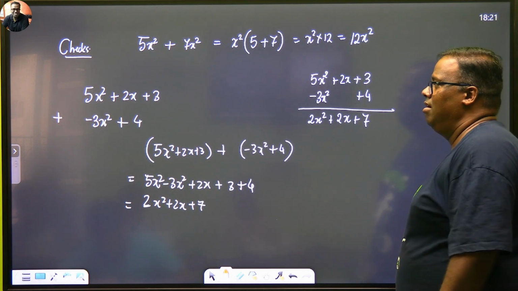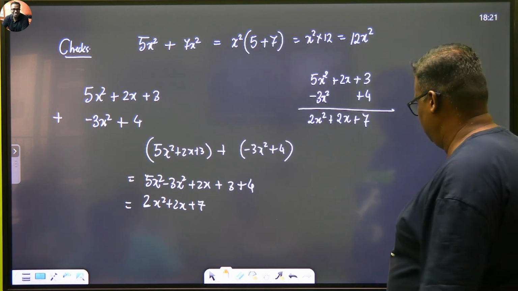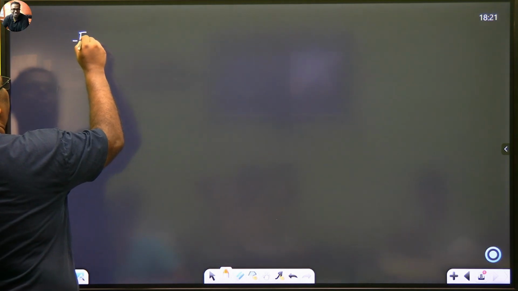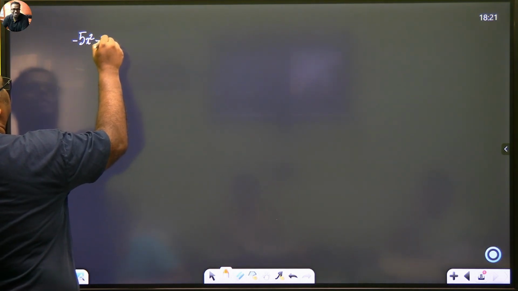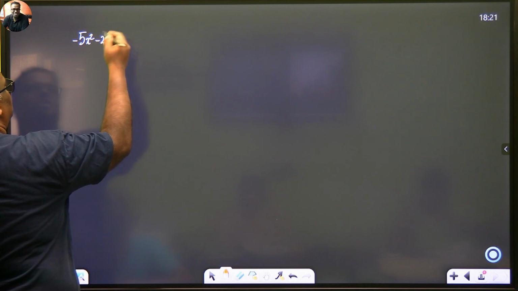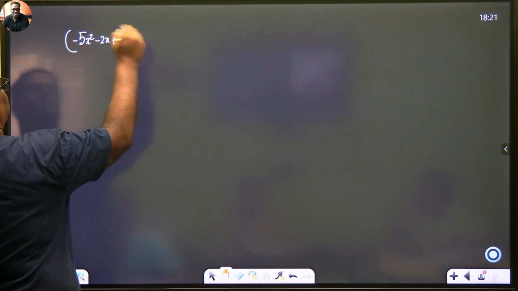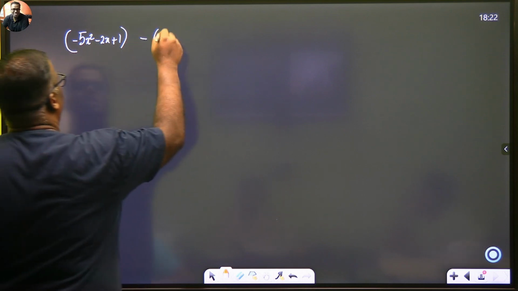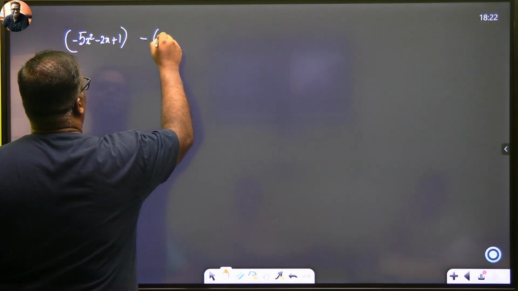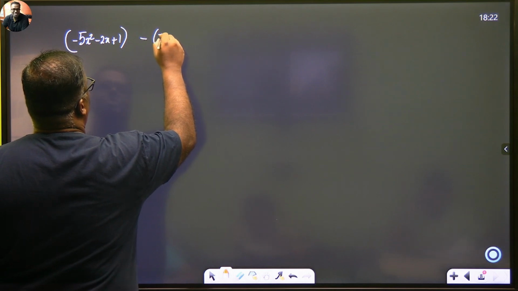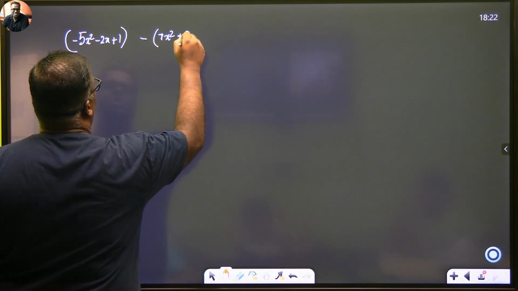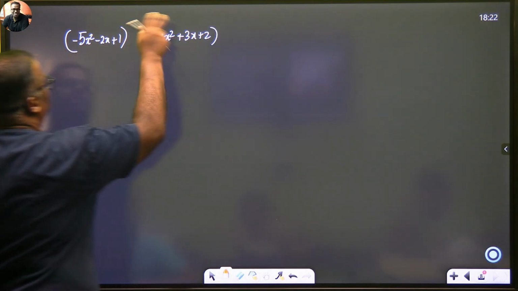Okay. Let's see one subtraction. Easy one. Let's see a pattern. Do it on your own. Let's say we have negative 5x squared, negative 2x, and positive 1. And from here you have to subtract 7x squared plus 3x plus 2. We have to subtract this one from this.